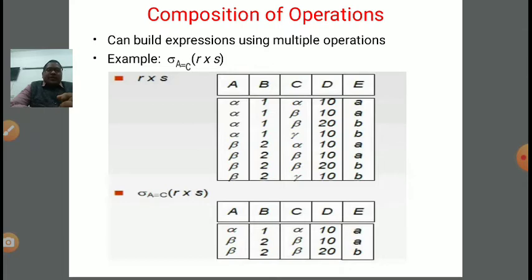By applying a select operation, we are just restricting or applying some condition on the relation. So when we apply some condition on the relation, it will just remove those tuples which are not satisfying the condition. Very simple. So in composition of operations, we can build expressions using multiple operations. Like suppose we want to apply some sigma operation with the Cartesian product. Now how to do that?